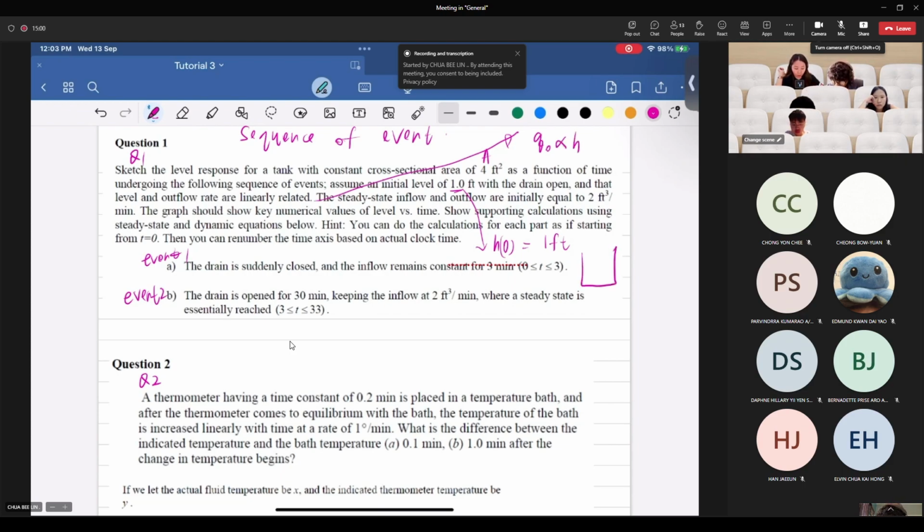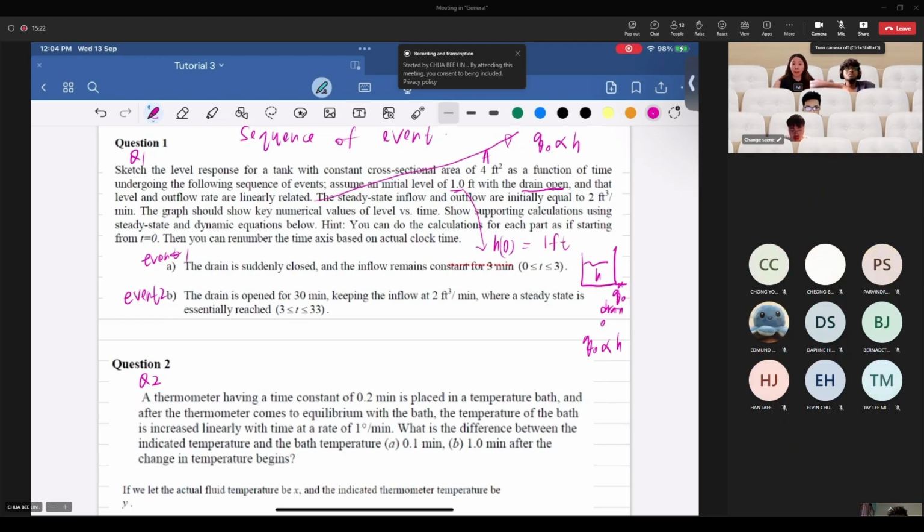If you have a tank, you have your Q0 as the exit volumetric flow rate, and this is your level. So in this sentence, when the drain is open, the Q0 is linearly proportional to the H. If you want to make it a linear equation, you have the equation Q0 equals C multiplied by H. C is the constant, so you need to solve for this constant C later.